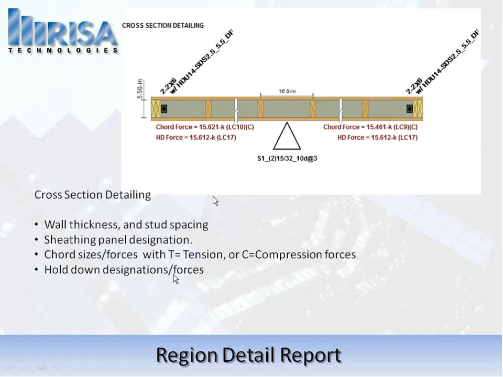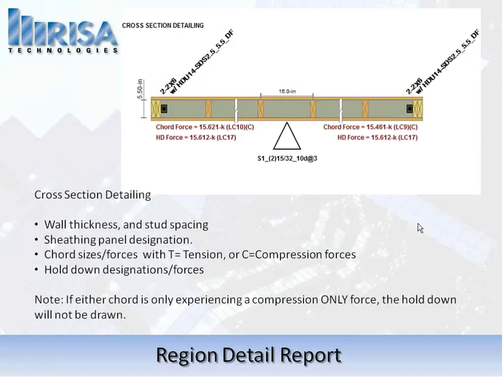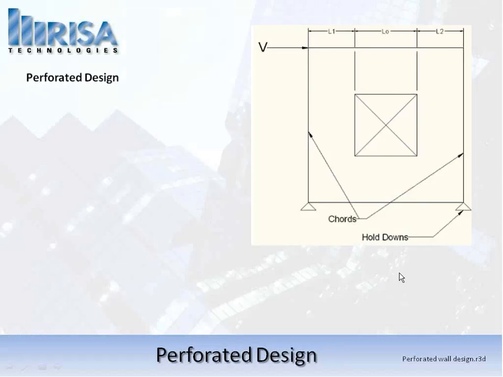The hold down designation and forces we see here, and we see the load combination in parentheses for that as well. So you're going to be able to see all the different pieces that went into it, and if you have questions about that, now you can just go ahead and run load combination 17 by itself and really see how that behaves and investigate things further. If either chord is experiencing compression only, the hold down force will not be displayed. Okay, so if you have compression, you won't actually need a hold down, so you won't have it displayed there. Okay, jumping ahead into perforated design.